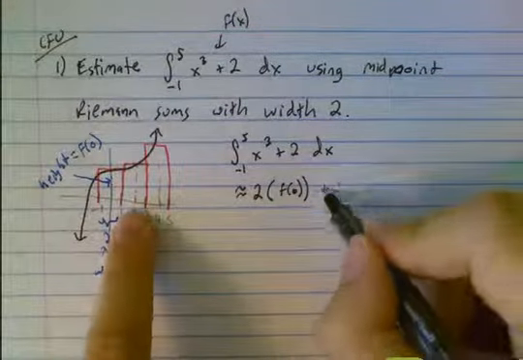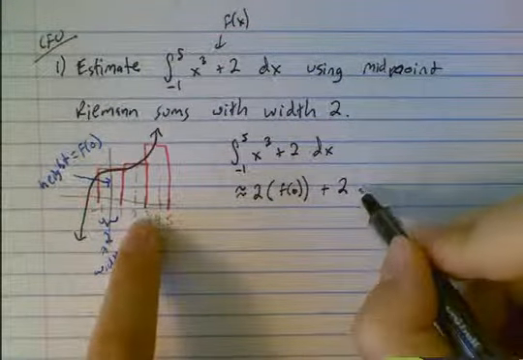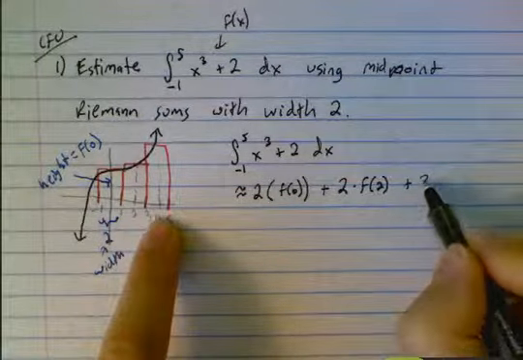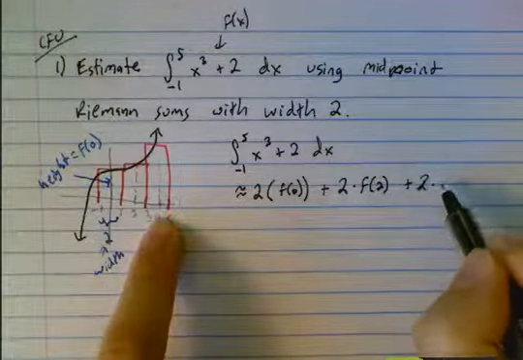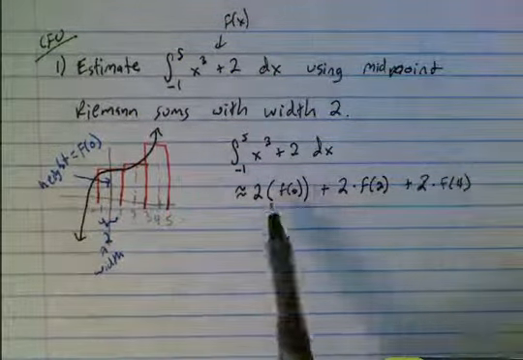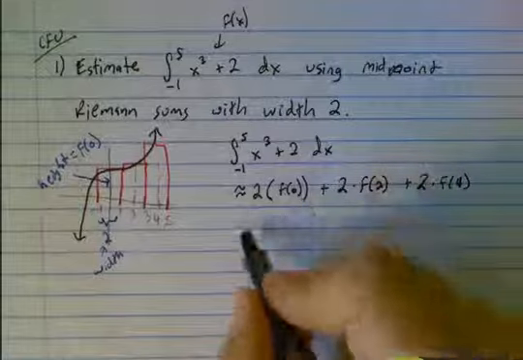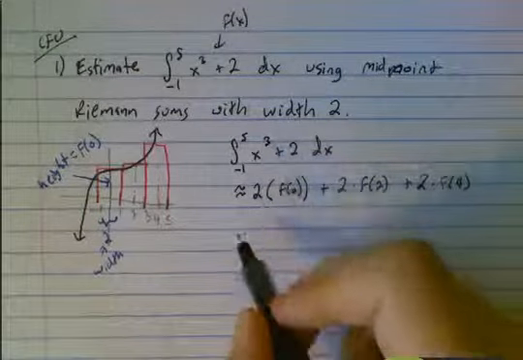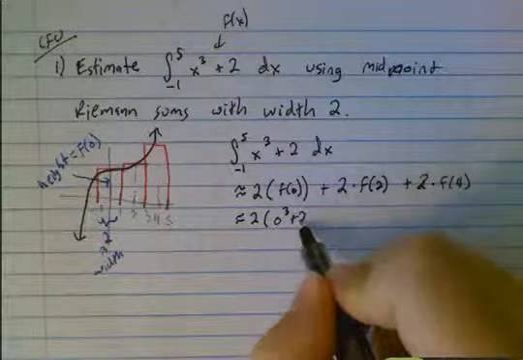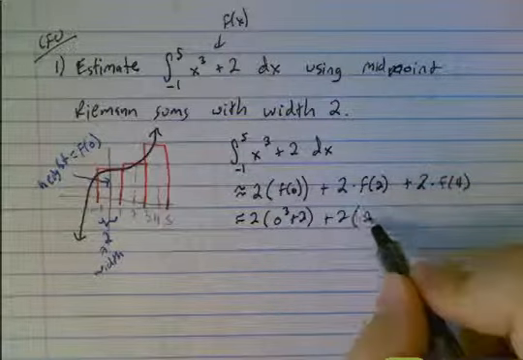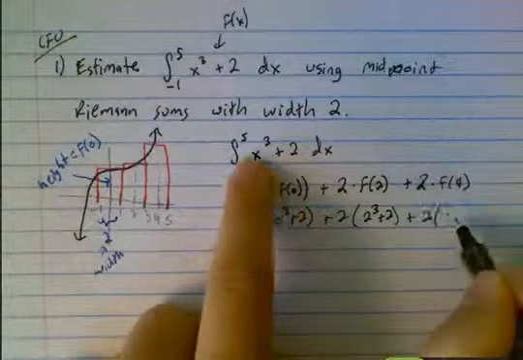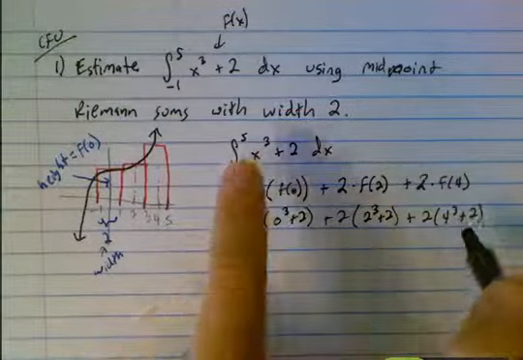Then the same thing for this one. The width is 2, the height is whatever f of 2 is. This one, the width is 2, the height is whatever f of 4 is. Now you can work these out on the side if you like, or you can work them out here, but we do know that f of x is this x cubed plus 2. So that means we've got 2 times 0 cubed plus 2, times 2 cubed plus 2, times 4 cubed plus 2.